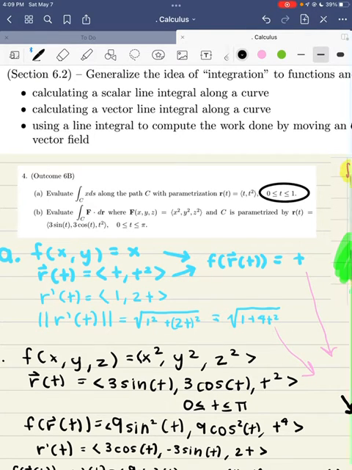Now going on to part B, it says evaluate the integral of F dot dr, where F of x, y, z is equal to x squared, y squared, and z squared, and C is parameterized by r of t equals 3 sine of t, 3 cosine of t, and t squared, where t is more than or equal to 0 and less than or equal to pi.